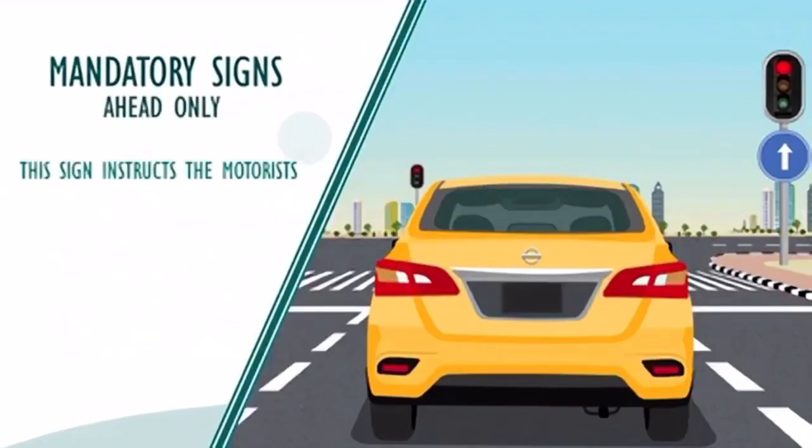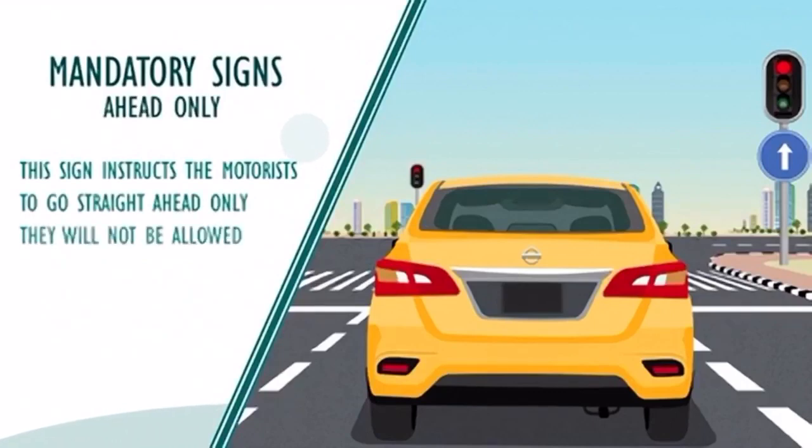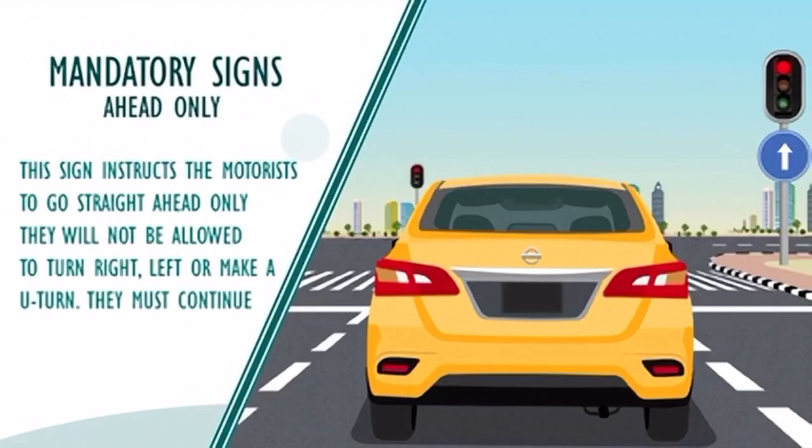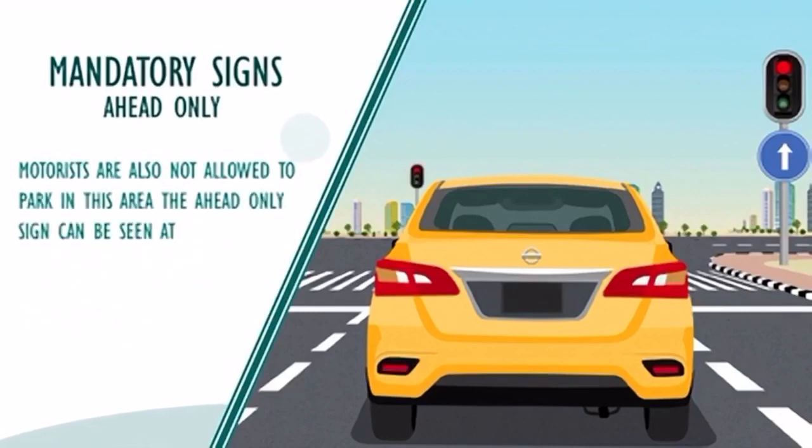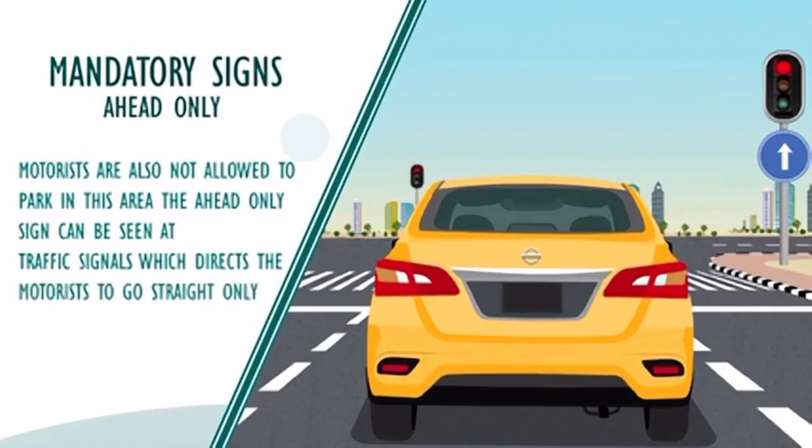This sign instructs the motorists to go straight ahead only. They will not be allowed to turn right, left, or make a U-turn. They must continue driving straight. Motorists are also not allowed to park in this area. The ahead only sign can be seen at traffic signals, which directs the motorists to go straight only.